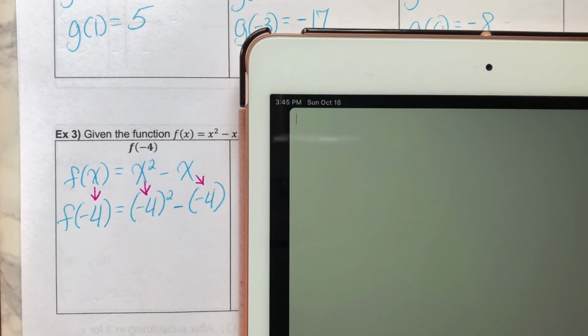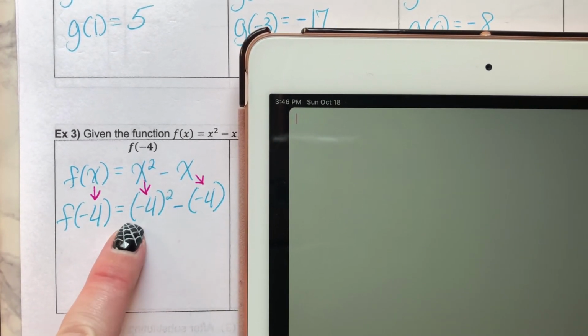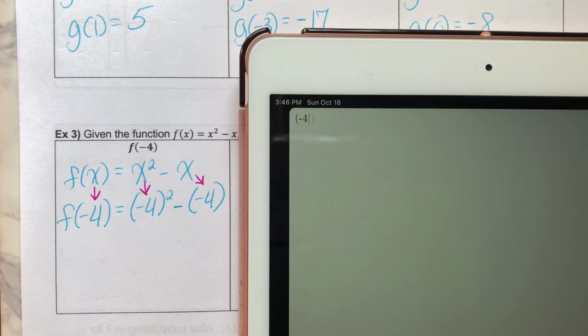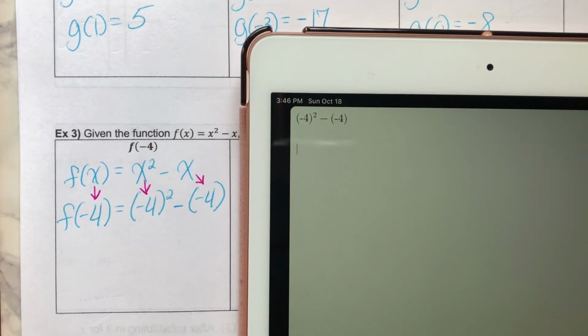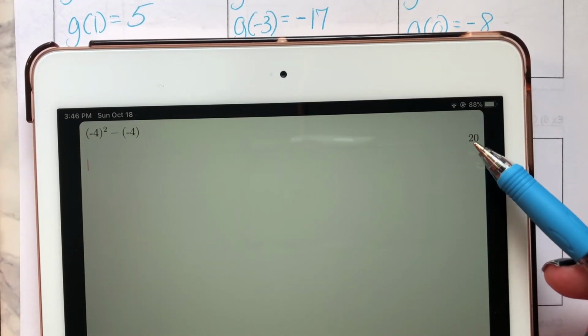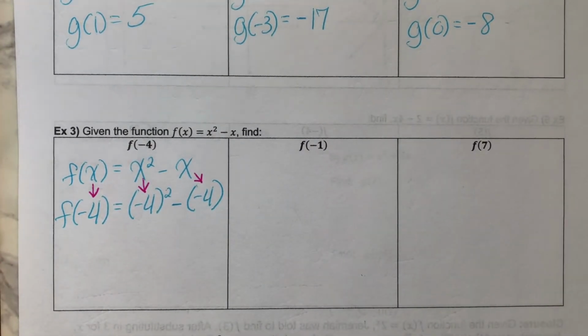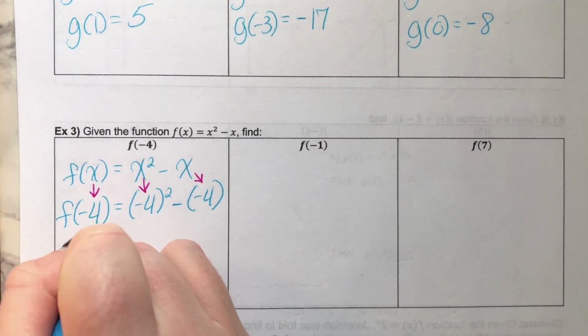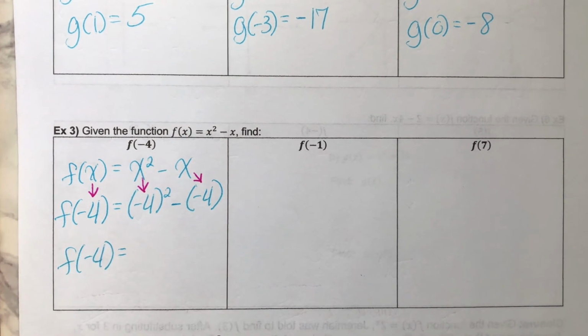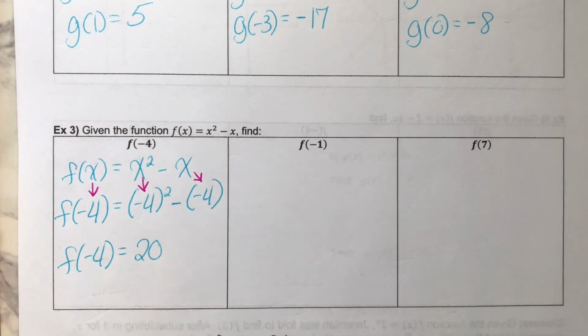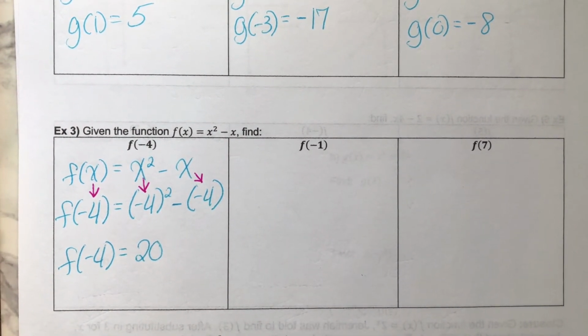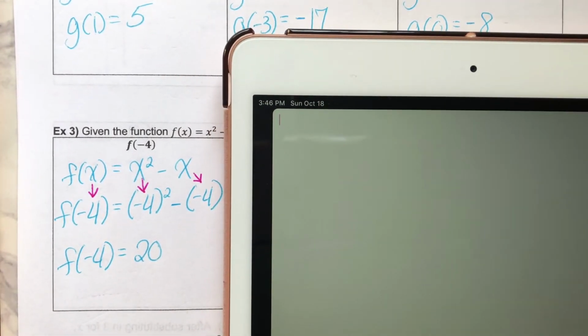Let me type in exactly what I'm seeing here, okay? So parenthesis, negative 4, close parenthesis, squared, minus parenthesis, negative 4, close it. If I press enter, I can see that the answer is 20, all right? So I know that when I have an input value of negative 4, I have an output value of positive 20.